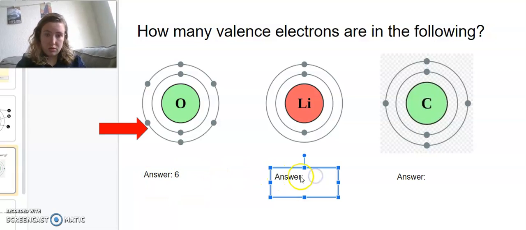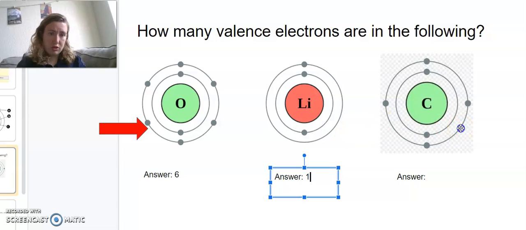Looking at this next one, I see lithium right here. I go to its most outside circle. Again, I'm not counting this middle circle, the innermost circle, only the most outside. And I see in this entire outside circle only 1 electron. So the answer is 1.